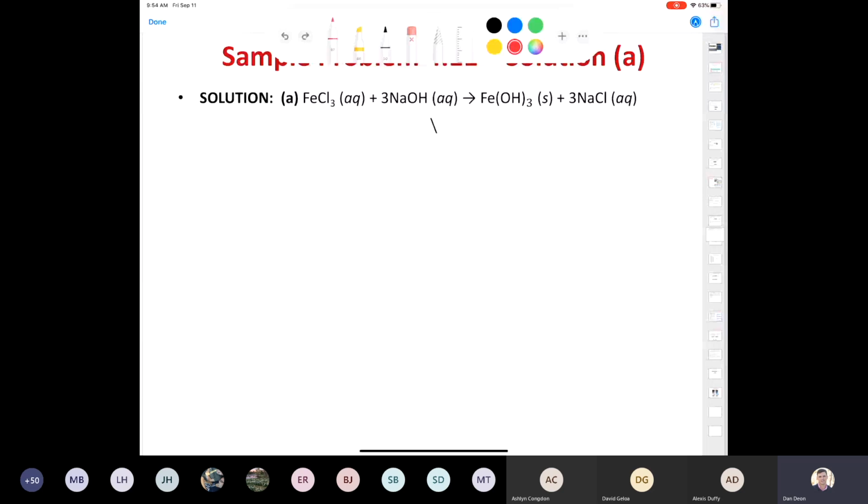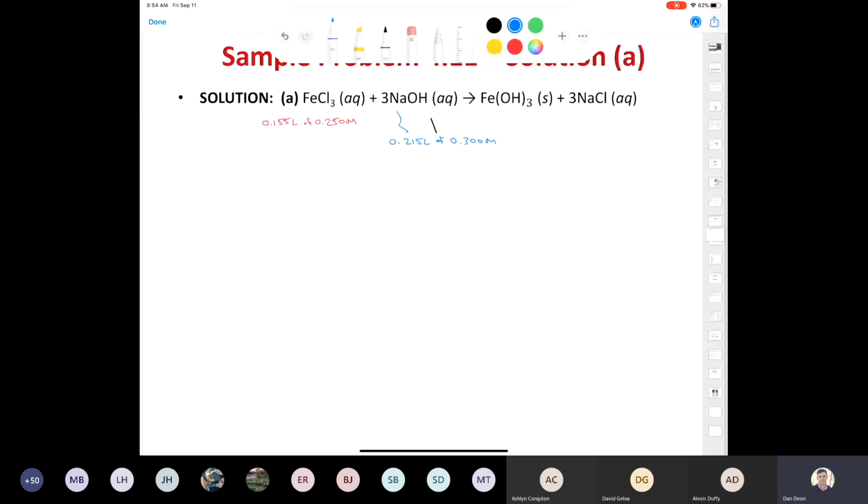Okay, so for iron 3 chloride, we are starting out with 0.155 liters of a 0.250 molar solution. And for the sodium hydroxide, I'll write it down here, we're starting out with 0.215 liters of 0.300 molar sodium hydroxide. Look, for both of these, we have the volume and we have the molarity.